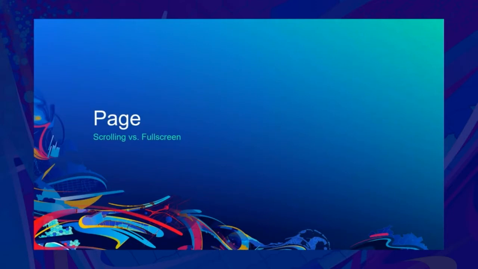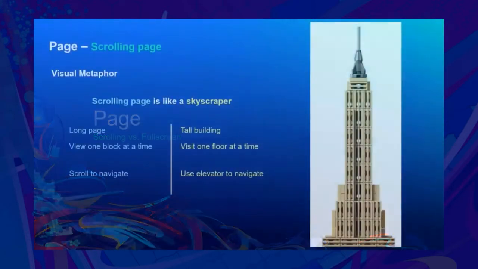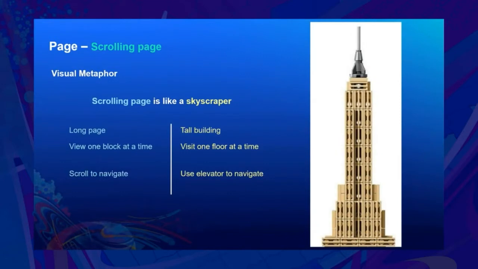First, page. Experience Builder has two page types, scrolling and full screen. So what's the difference and how would you use them? What is a scrolling page? It is like a skyscraper. You know, a skyscraper is a tall building. People can visit one floor at a time, and you need to use an elevator to visit other floors. Similarly, a scrolling page is a long page, and the user can only view one part of the page at a time, but you can scroll to navigate more.